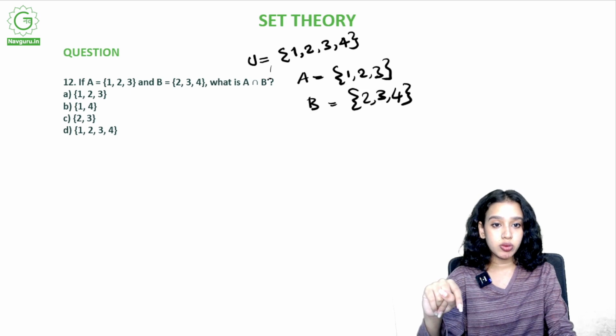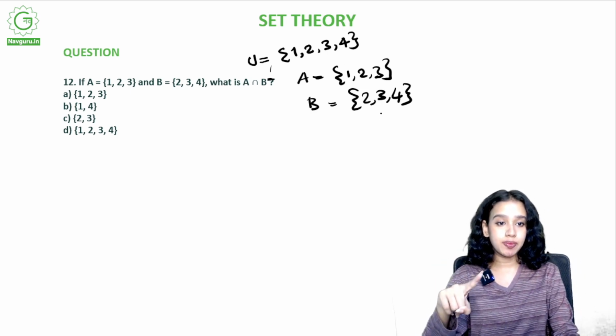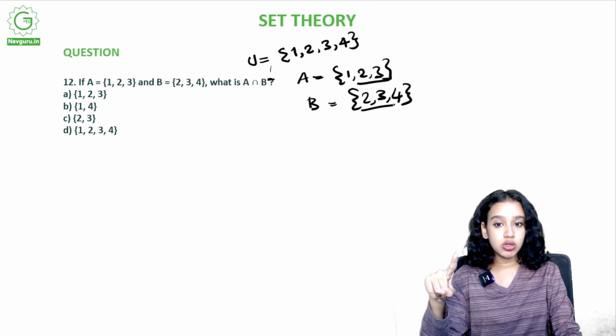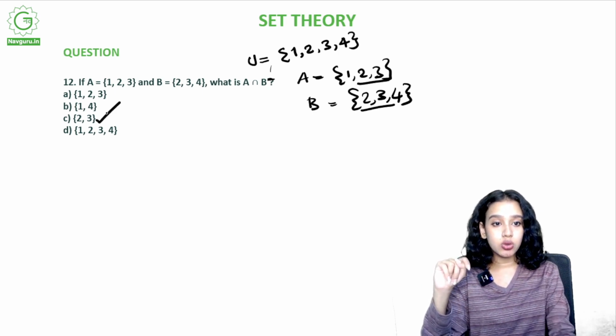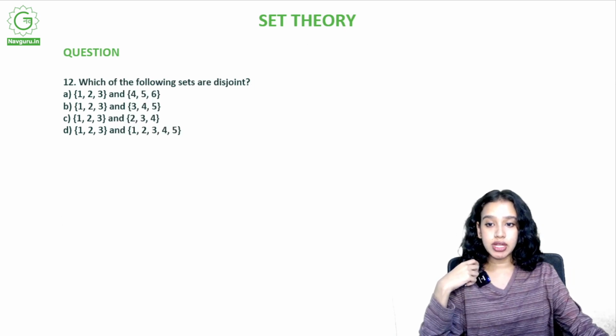So I hope that this is a mistake. Instead of B complement, we have to take A intersection B. So what is A intersection B? We have 2, 3 here, we have 2, 3 here too. So the answer is 2 and 3, right? Now let's move on to the next question.